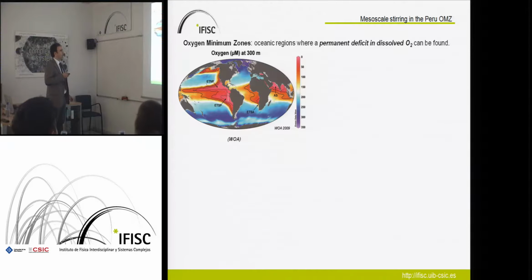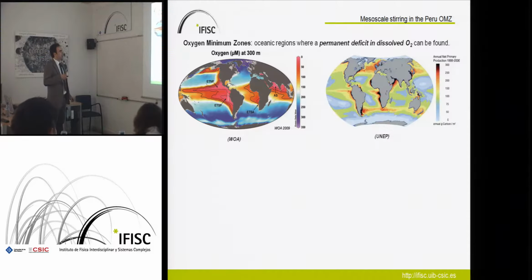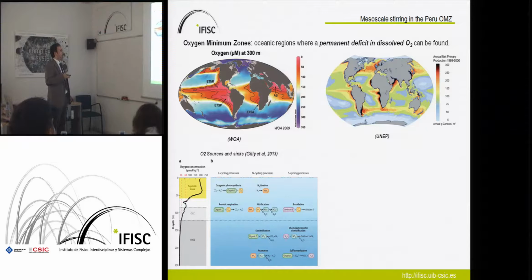So oxygen minimum zones, what are they? They are a region of the ocean where there is a permanent deficit of dissolved oxygen. You can see they are located in these regions where you have very low oxygen concentrations. You can also see that there is a clear relation between the location of the oxygen minimum zones and the zones where you have very high primary production, which also correspond roughly to the zones where you have strong coastal upwelling. So the oxygen minimum zones, how are they formed?